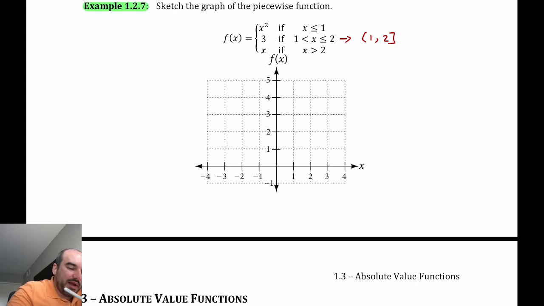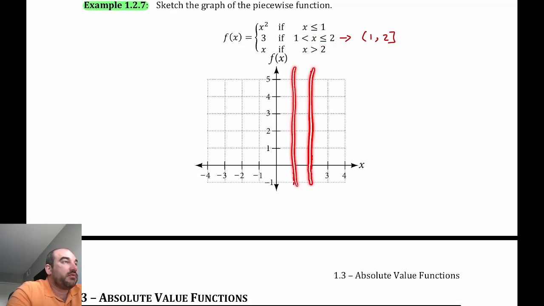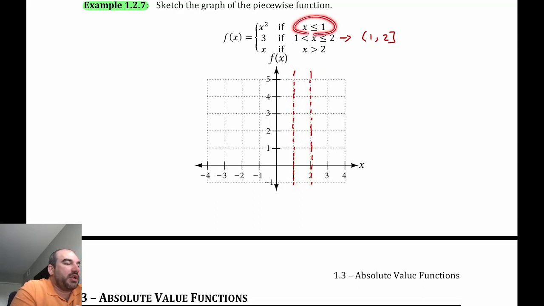So what I would do on the graph is say from 1 to 2, I'm going to put these vertical dashed lines that I will probably get rid of later because they're not actually part of the graph, but it gives me a window to look at when it comes to graphing that middle piece. So we're going to graph this piece of the function within this window, just looking at this window. The other windows are essentially the other 2 sides of this graph, right?